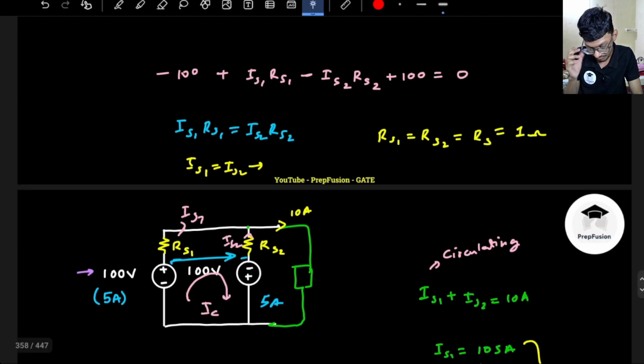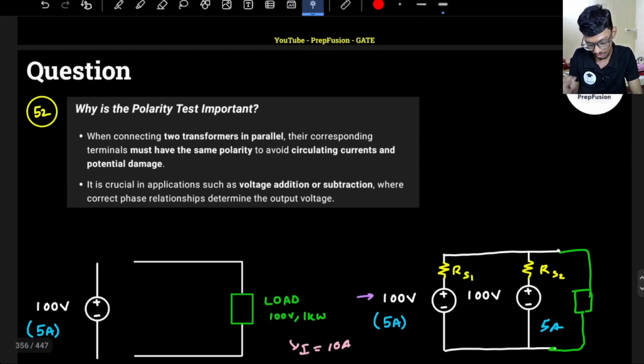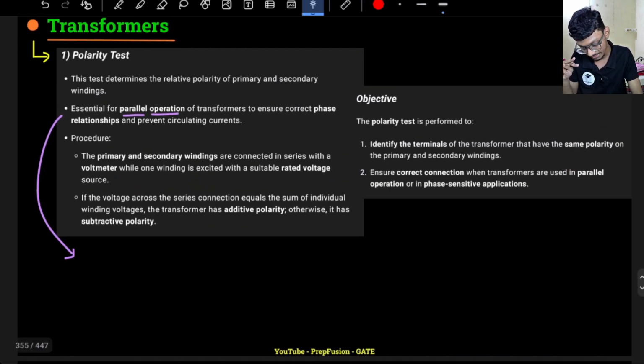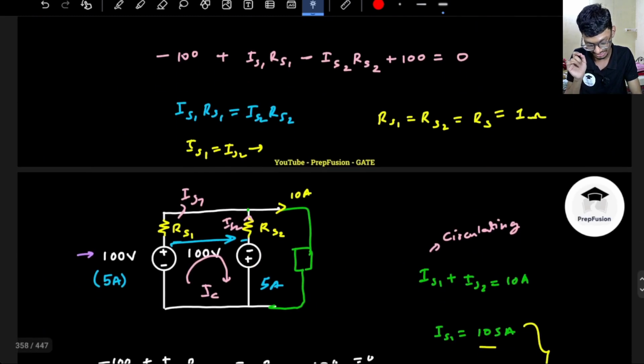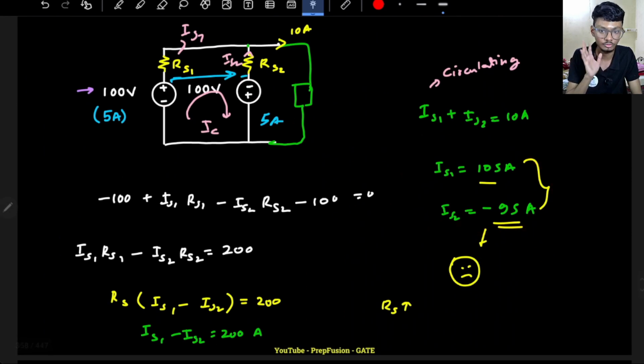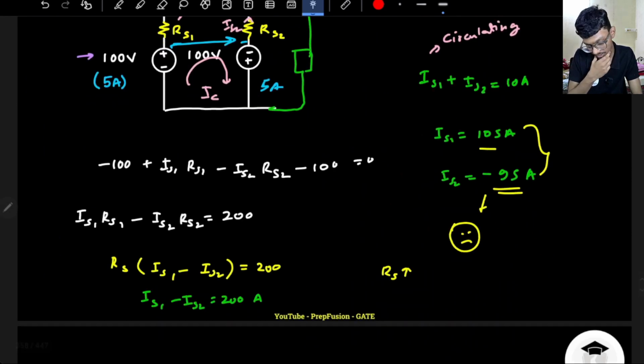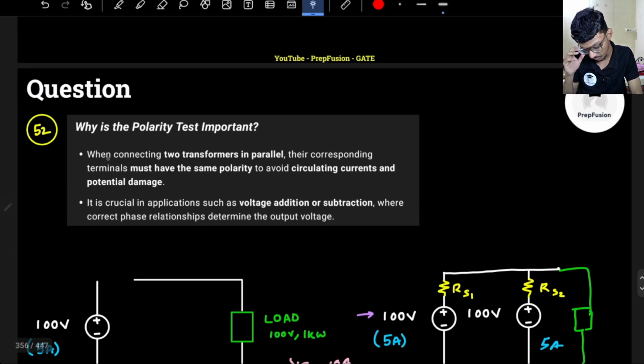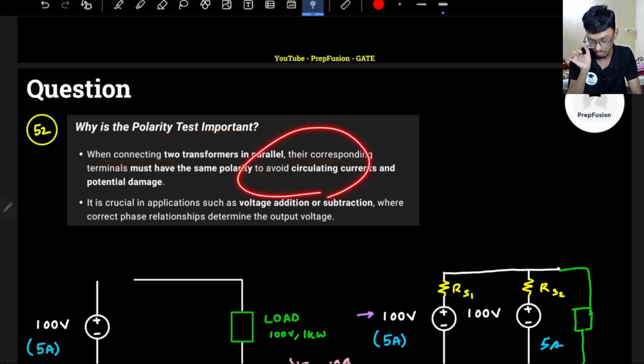So of course, to mitigate this issue, we have to connect dot with dot, with the same polarity. If I don't connect with the same polarity, then this disaster will happen, which we definitely don't want. That's why it is written over here why the polarity test is important. When connecting two transformers in parallel, the corresponding terminals must have the same polarity to avoid circulating current and potential damage. It is crucial in applications such as voltage addition and subtraction.